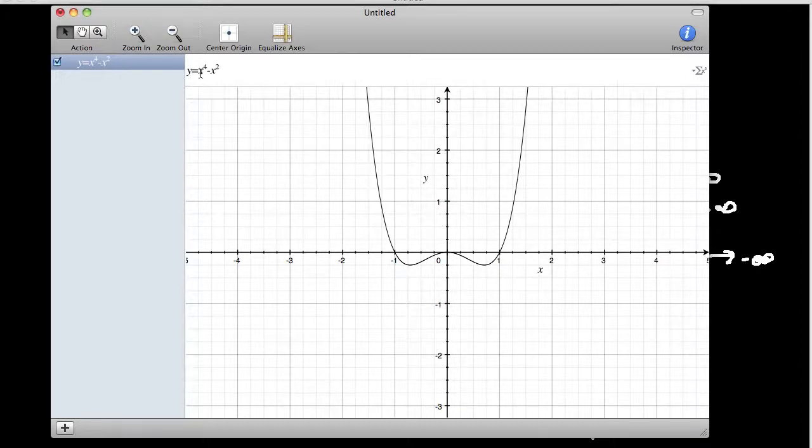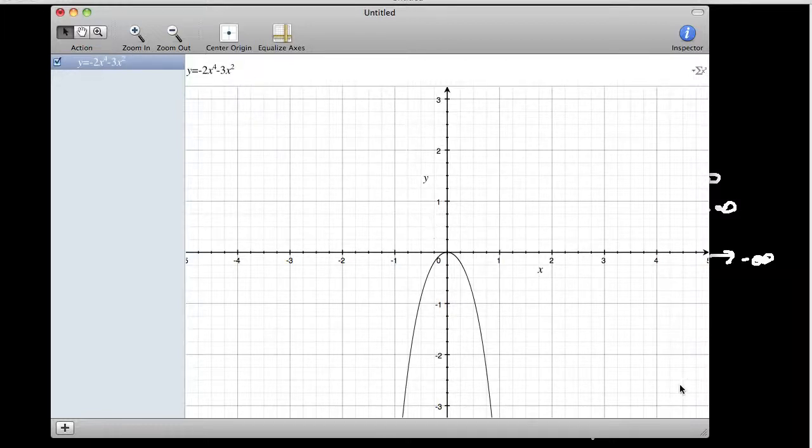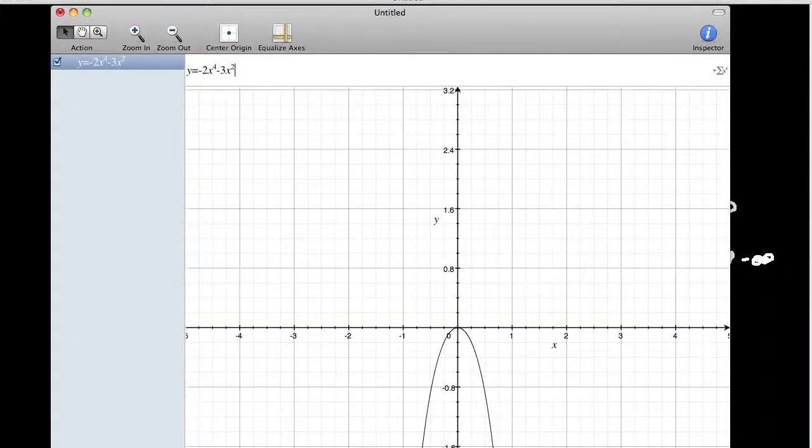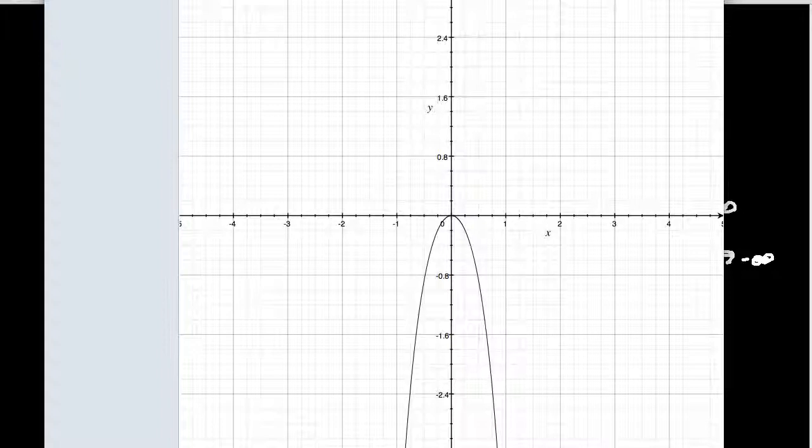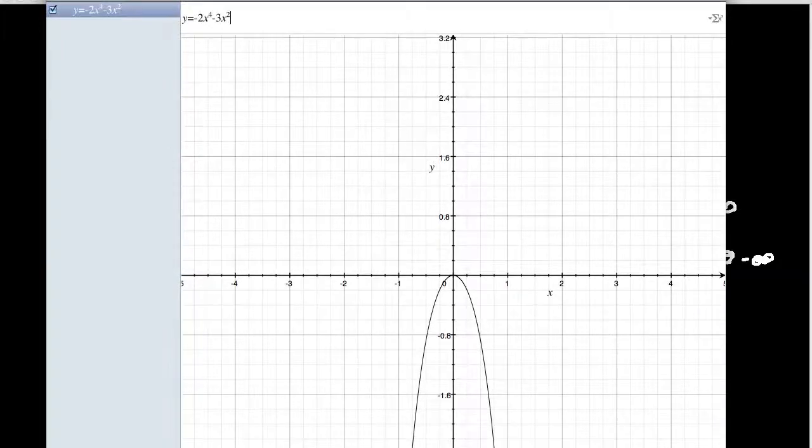Now, let me change the lead coefficient of x to the fourth to negative 2. Let me make it a little bit more interesting. Let me change this to 3 there. Now I do the plot, and in both cases the value of the polynomial shoots off in the negative infinity direction. So this is a simple example.